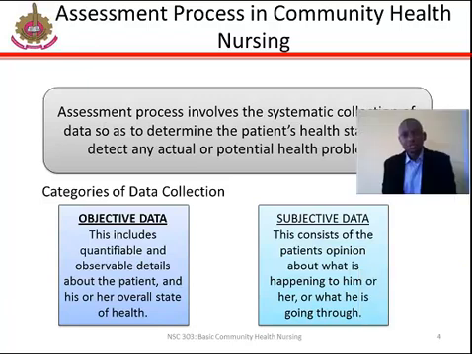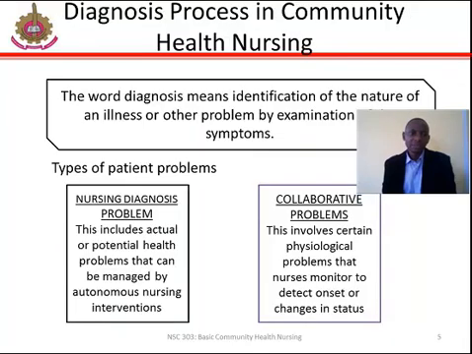The second one is subjective data. This consists of the patient's opinion about what is happening to him or her, or what he or she is going through. The patients can communicate this through body language, gesture, facial expression, and body posture. Subjective data can be obtained through listening and observation skills. Data can be collected in community health nursing by observation, health interview, and physical examination.